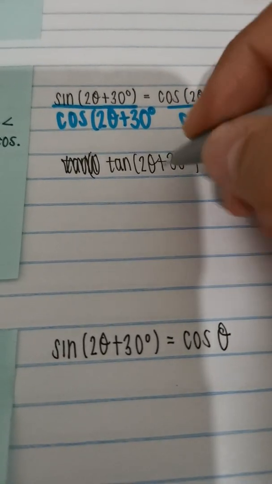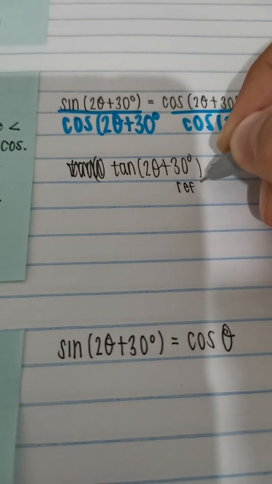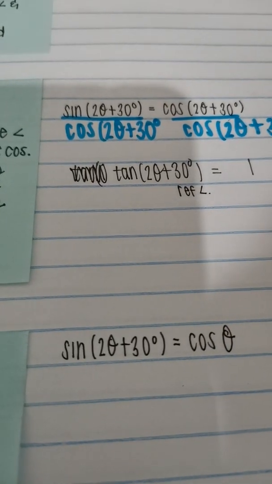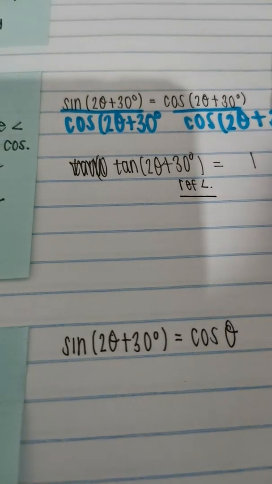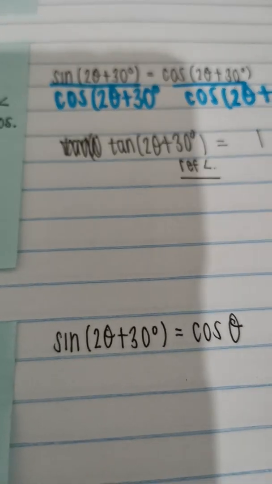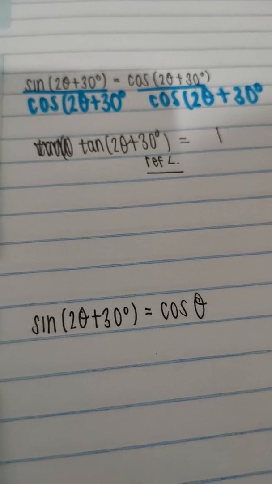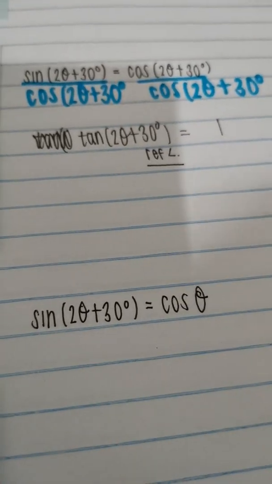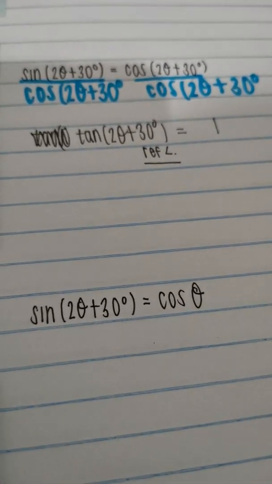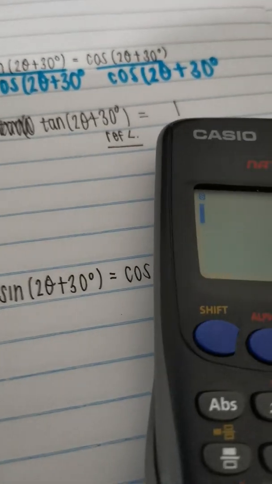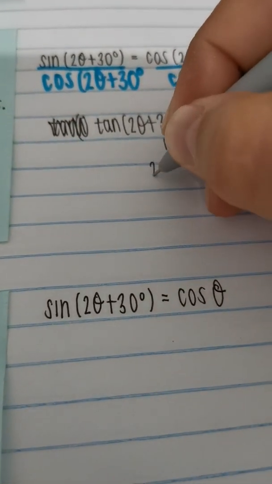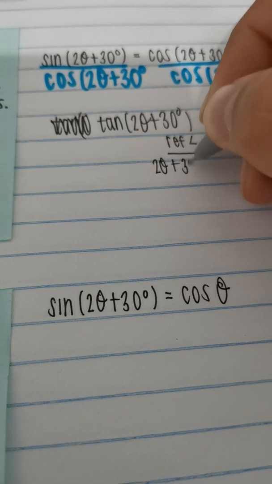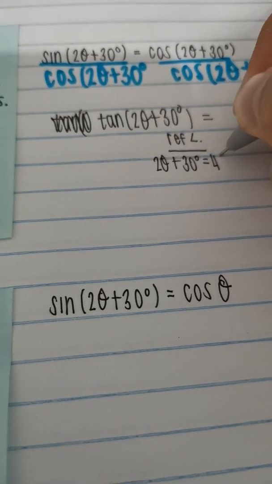Once you get to this point, you need to find a reference angle. Because this is a special case, you would end up having it at 45 degrees, plus k times 360. No, sorry, k times 180. But we can also work it out by pressing shift tan 1, and you're going to end up with 45 degrees as our reference angle. So basically 2 theta plus 30 degrees is equal to 45 degrees.